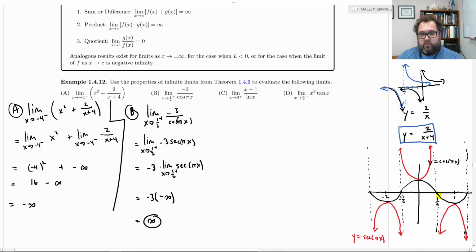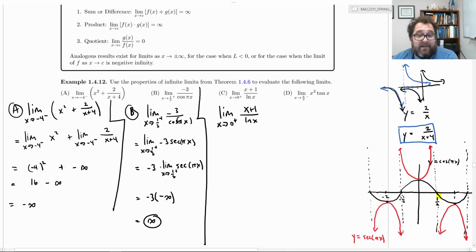Example C will be no exception to that previous statement. The limit as x approaches 0 from the right of x plus 1 over natural log x. Let's first take the limit of the numerator and denominator individually. So we get, let's get our fraction, bar the vinculum first: the limit as x approaches 0 from the right of x plus 1, and on the denominator, the limit as x approaches 0 from the right of natural log x.